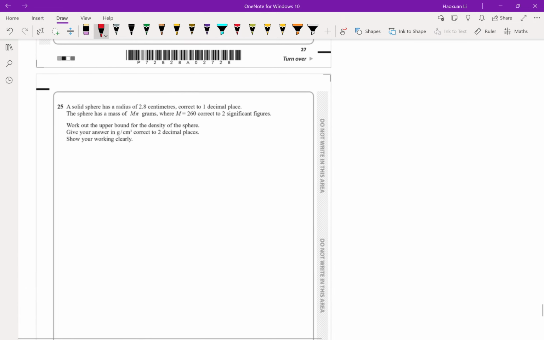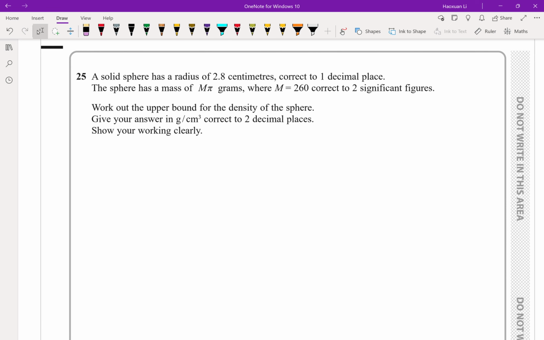Which is a little difficult question. So now, question number 25. A solid sphere has a radius 2.8 centimeter, correct to 1 decimal place. The sphere has a mass of m pi grams, where m equals 260, correct to 2 significant figures. So work out the upper bound of the density of the sphere. Give your answer in gram per centimeter cube, correct to 2 decimal place. Show your working clearly. So density equals mass over volume.